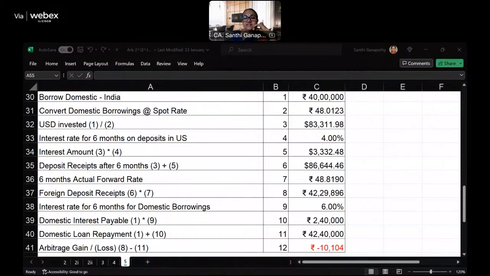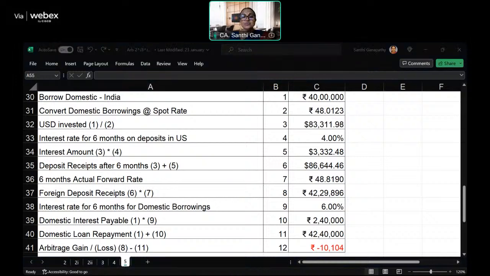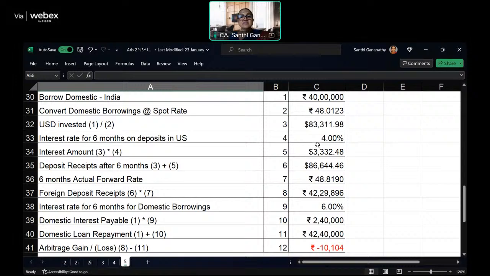The question says, he can borrow 40 lakhs in India or 83,312 in US. So what we will do, when he borrows 40 lakhs in India, what happens? Borrow domestic, that is in India, borrow this. You need to convert it at spot rate. Now the spot rate is given, 48.0123. Use that, see how much you can invest. Take the interest rate, interest amount.